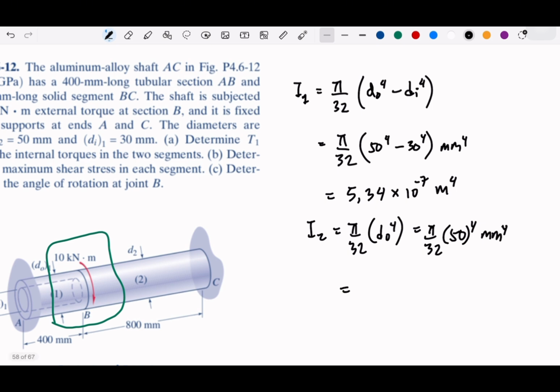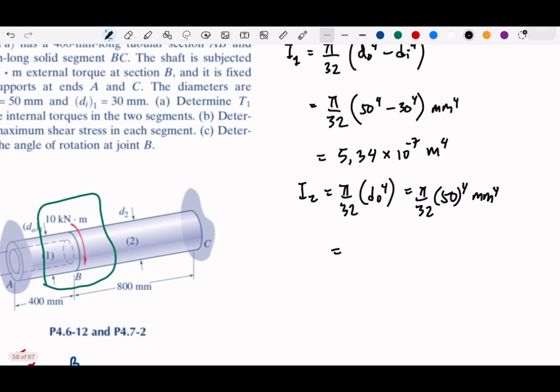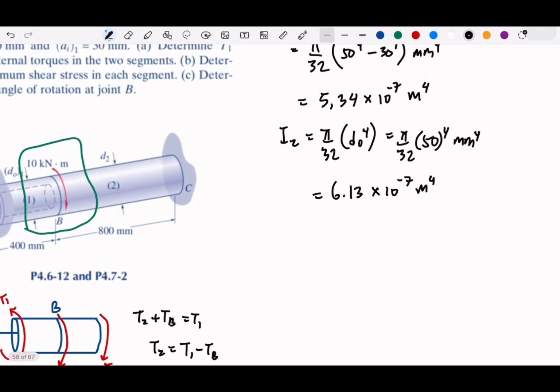But also I will convert to a meter. So this will be 6. Okay, inertia done. The second part is we can go for the twist.